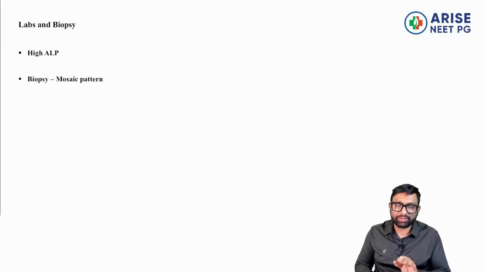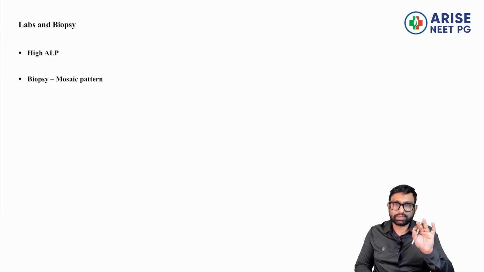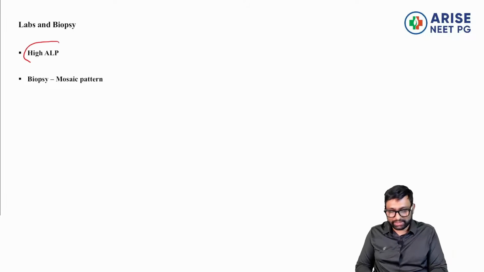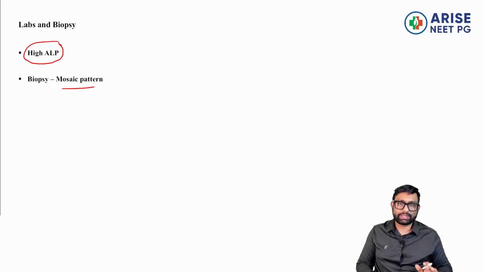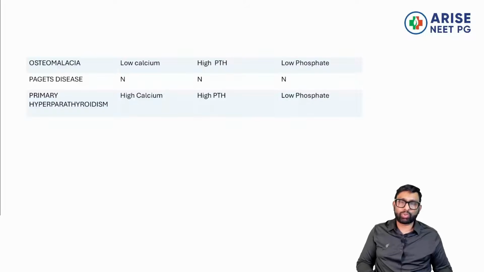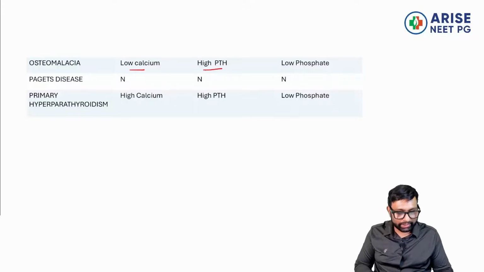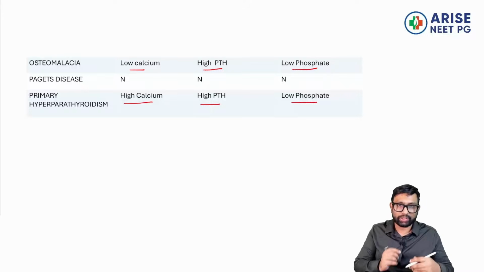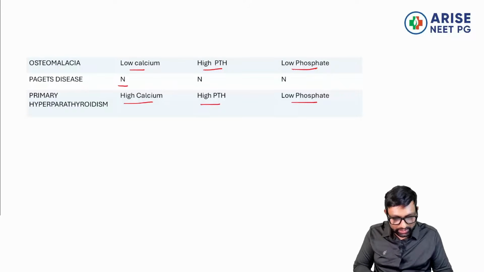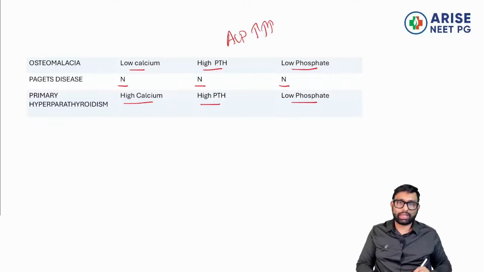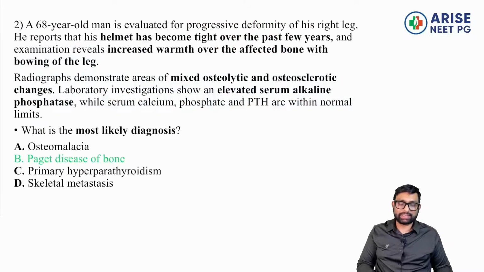And if you see the labs of the patient, calcium, phosphorus, PTH, all of them will be normal. Only ALP, because there is high bone turnover, will be high, and in biopsy they'll have a mosaic pattern. So what is the differential? We know that metastasis is not there. In osteomalacia, we know that there is low calcium, high PTH, low phosphate, so that is excluded. In primary hyperparathyroidism, there is high calcium, high PTH, low phosphate, so that is excluded. But in Paget's disease, calcium, PTH, phosphate are normal. The only sign you will see is an increased ALP.